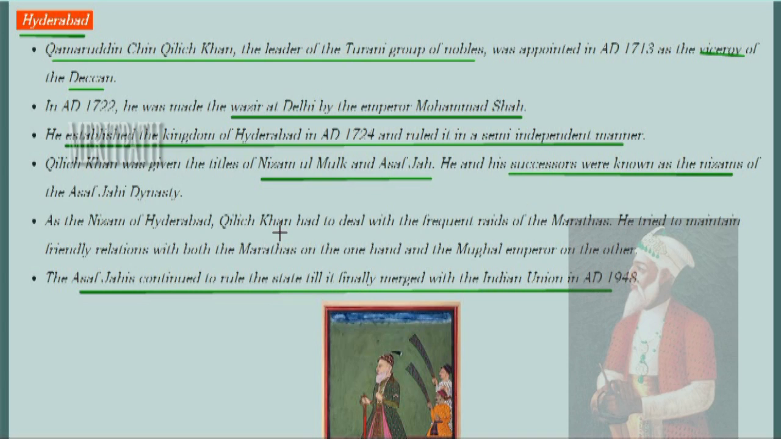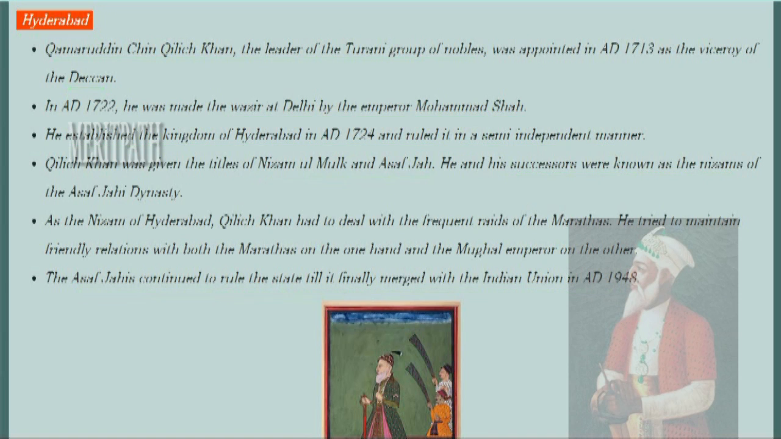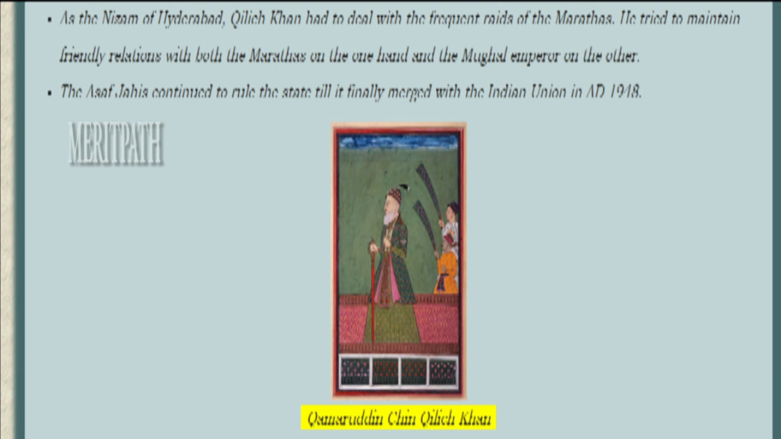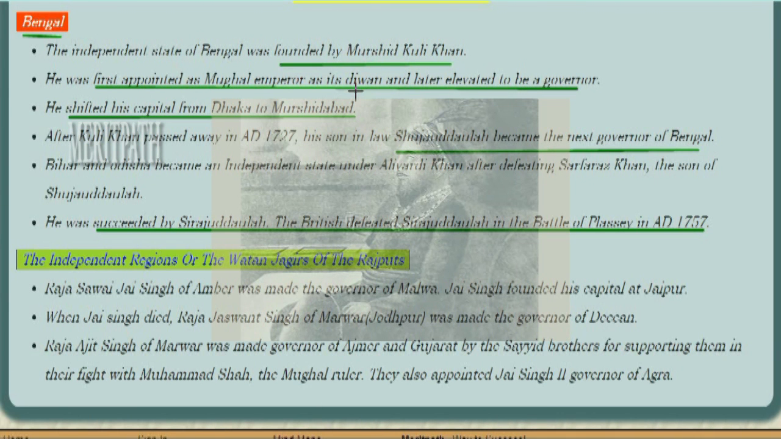As Nizam of Hyderabad, Chinkilich Khan had to deal with different raids of the Marathas. He maintained a friendly relationship with the Marathas on one hand and the Mughal emperors on the other. These Asaf Jahi Nizams continued to rule the Hyderabad state, and finally it merged with the Indian Union in AD 1948. This is the image of Kamaruddin Chinkilich Khan. Next comes Bengal. Bengal was founded by Murshid Quli Khan.